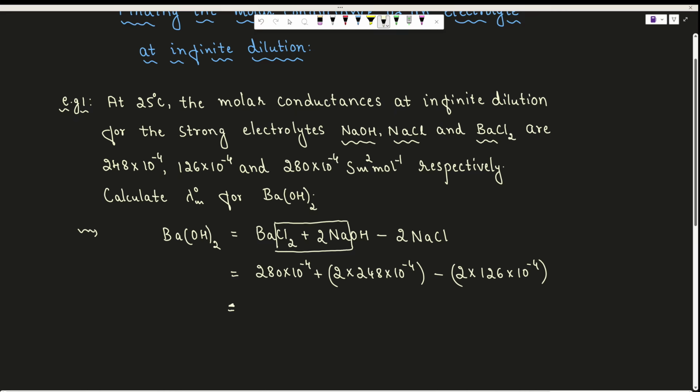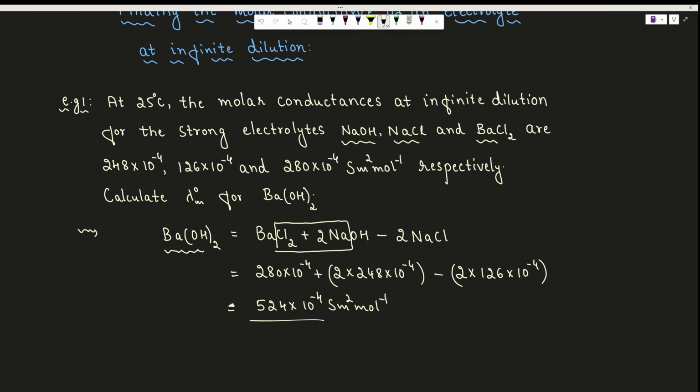So when you solve, you will actually get 524 into 10 power minus 4 Siemens meter square per mole. So in the same unit, you will get the answer. So here, whenever you have any particular electrolyte, you have to look at the number of ions. So you should be careful with these numbers. If you just do BaCl2 plus NaOH minus NaCl, you will not get the right answer. Okay. So this is the first example we have seen.